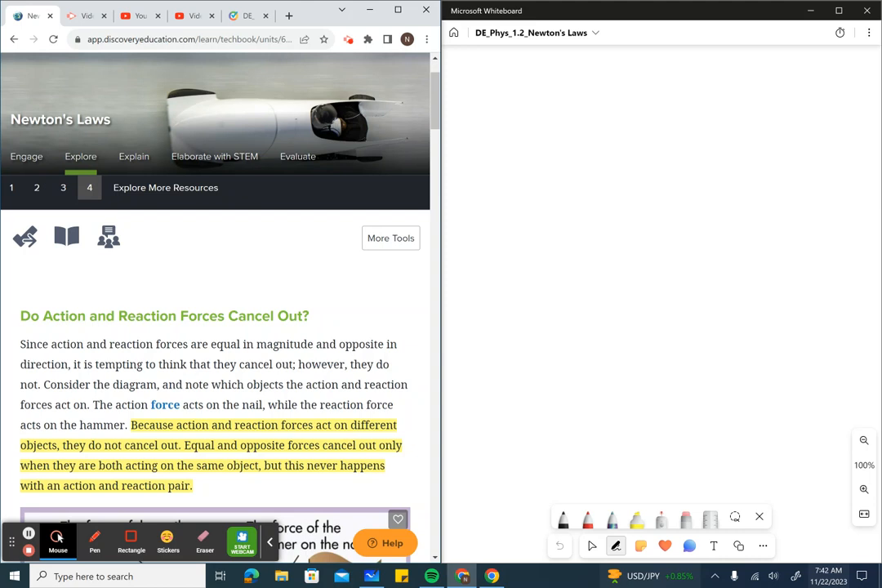Let's go ahead and take care of Explore 4. Okay, I'm going to draw our notes out right now. This is the last Explore page for the Newton's laws. Go ahead and write down the date that you are writing these down. It happens to be November 22nd this morning when I'm writing this down.